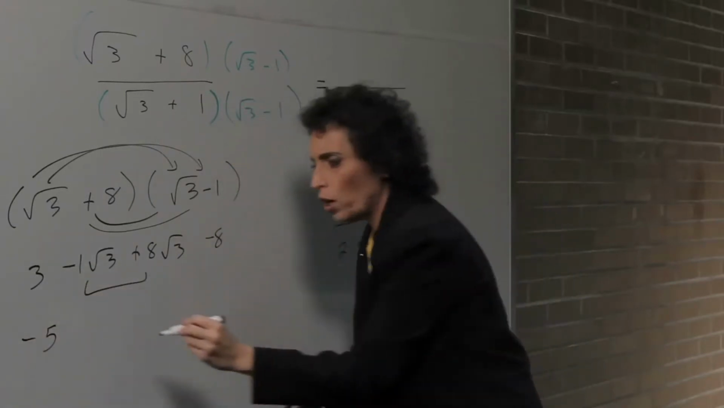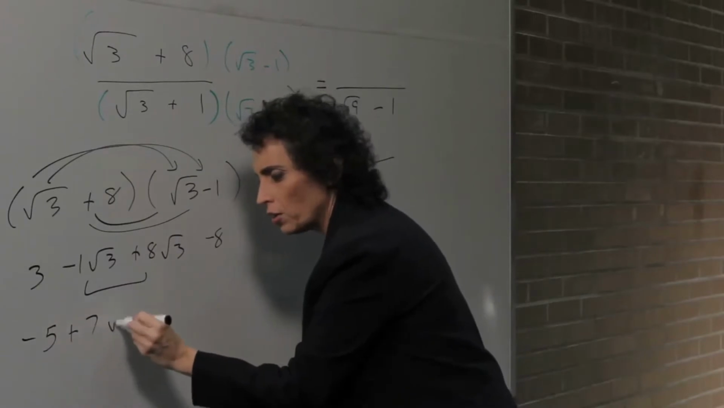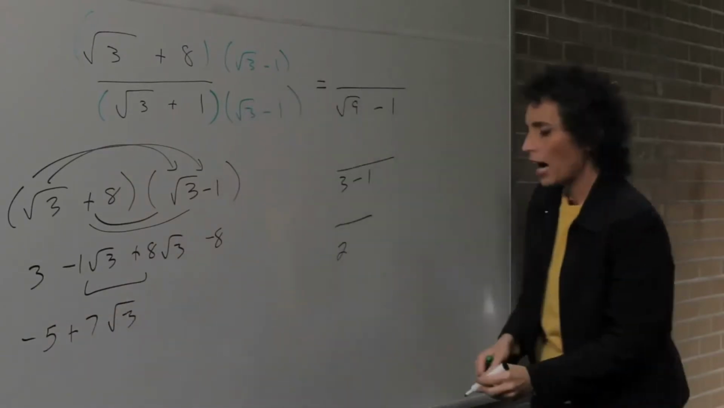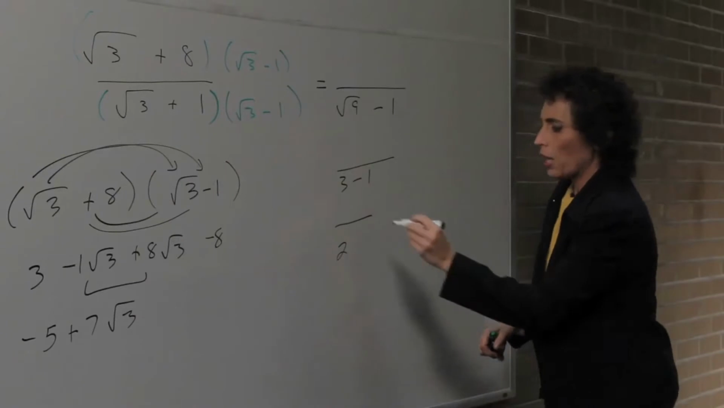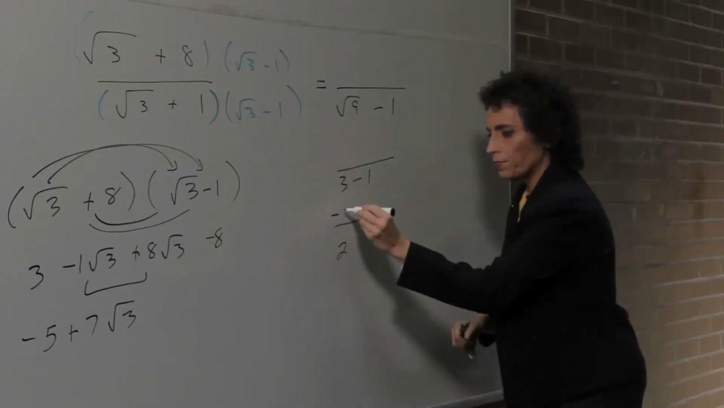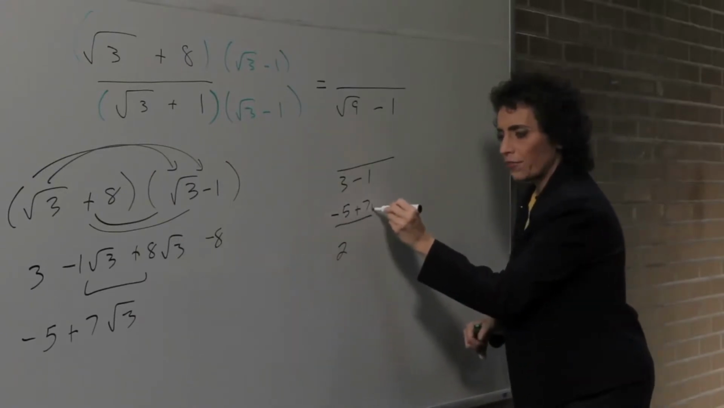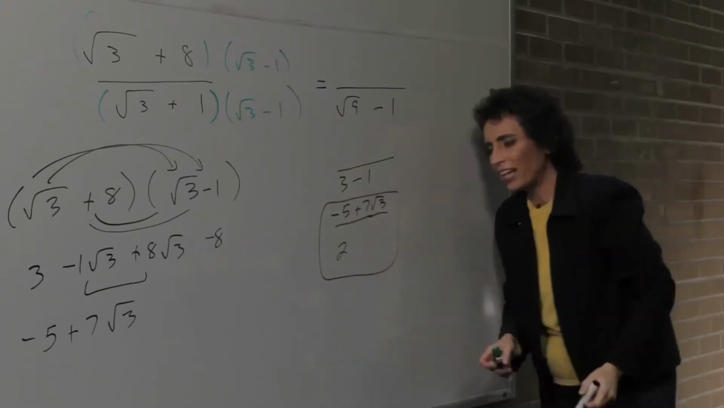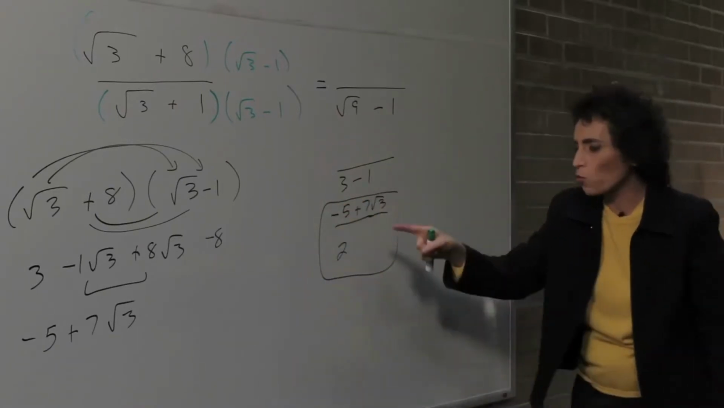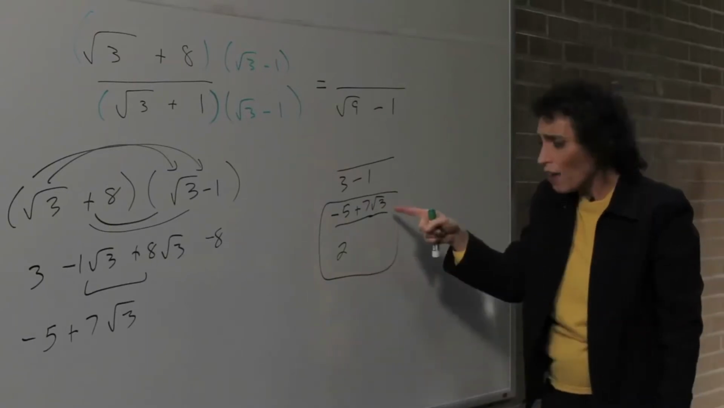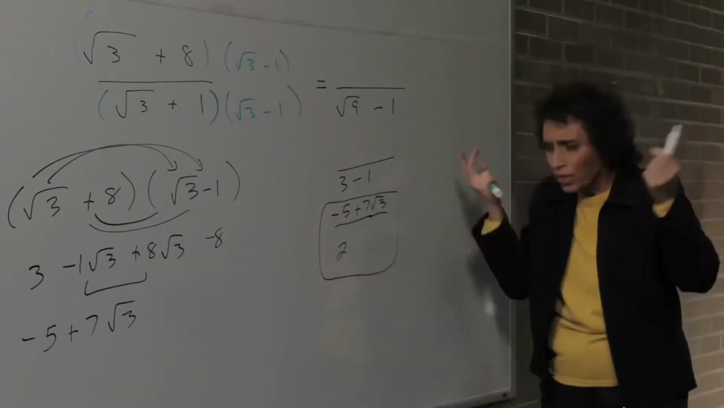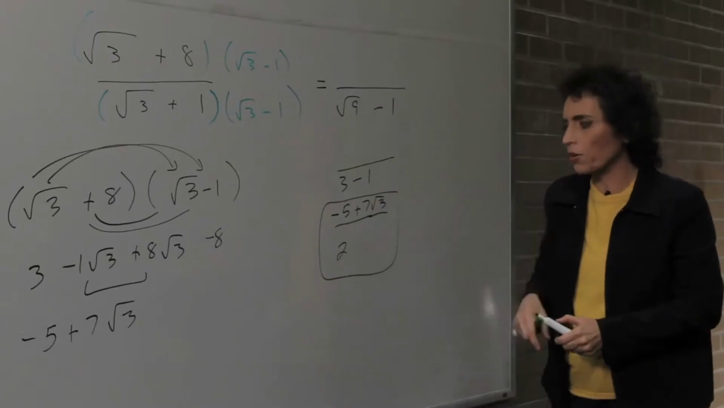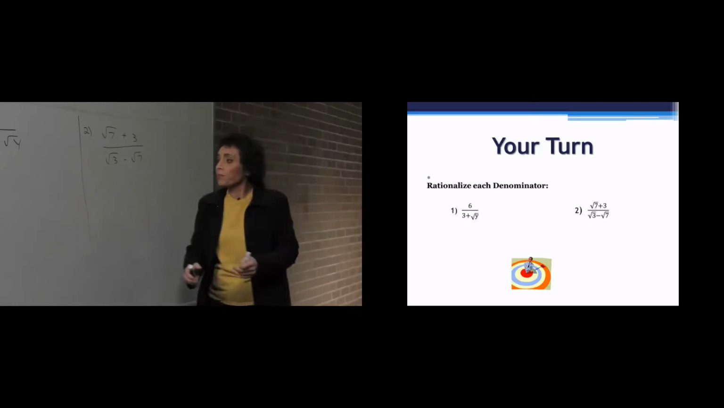8 minus 1 is positive 7, square root of 3. That's the top. So we have negative 5 plus 7 square root of 3 all over 2. And that's our answer. And we now have a rational denominator. You're going to say, you have a radical in the numerator. Yes, who cares? We just can't have one in the denominator. So we're good. All right.